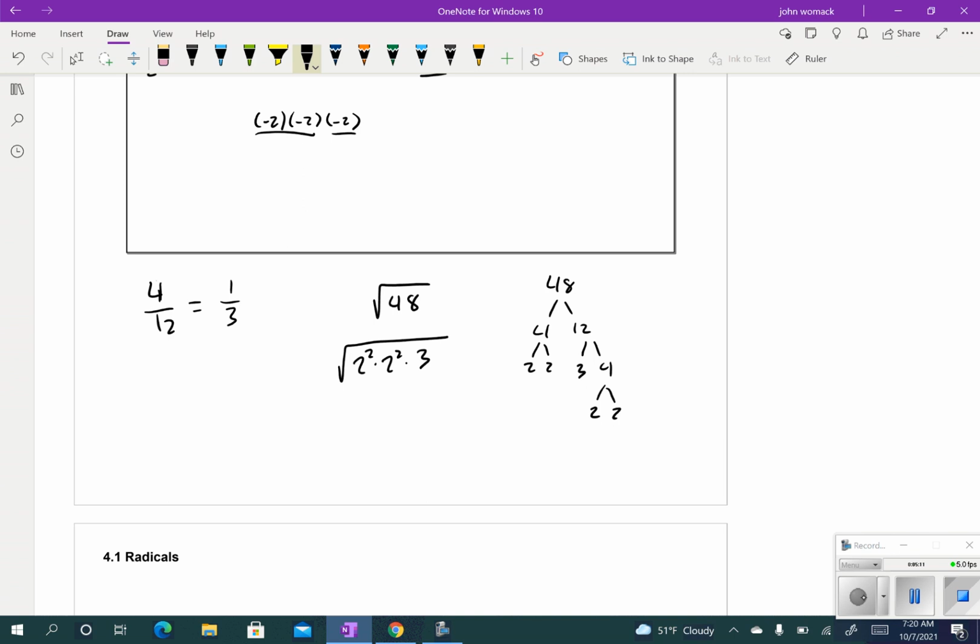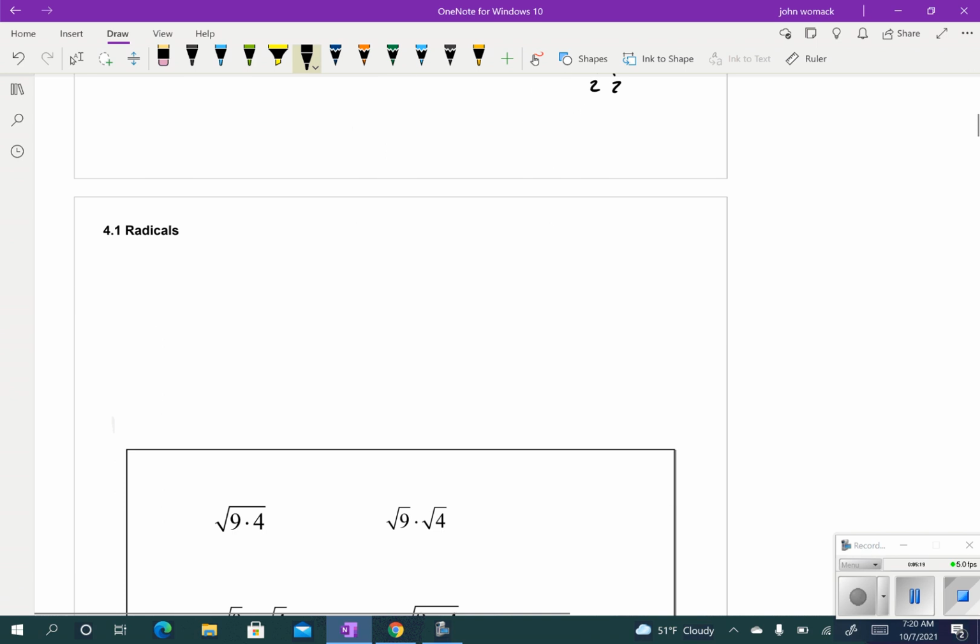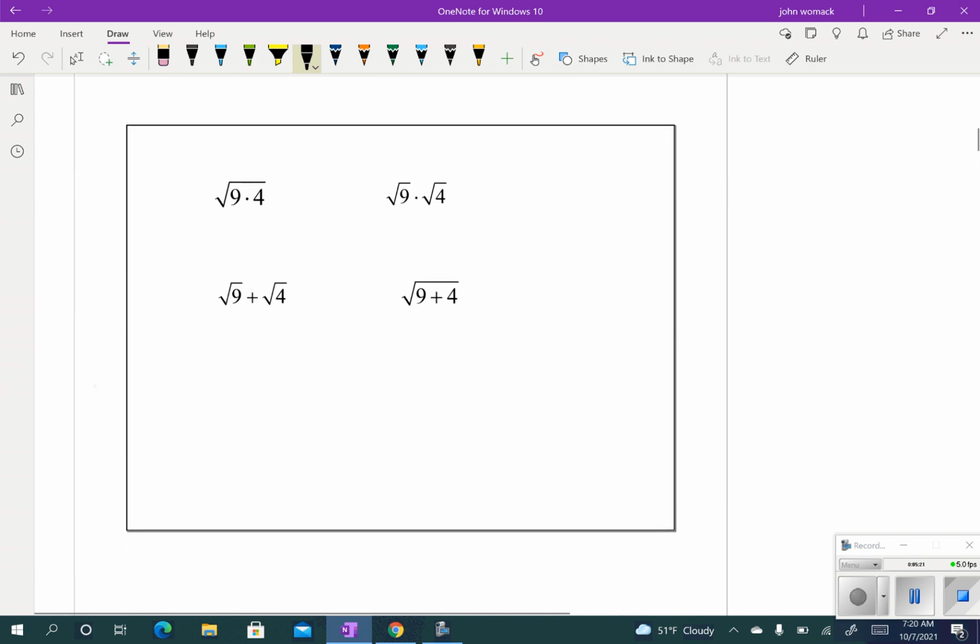And now I can simplify this. I kind of got ahead of myself though. Sorry, got excited. Before I finish this off, I want to show you something. So we'll come back up to this in a second. Just look at these 4 examples. I want you to compare these two right here.